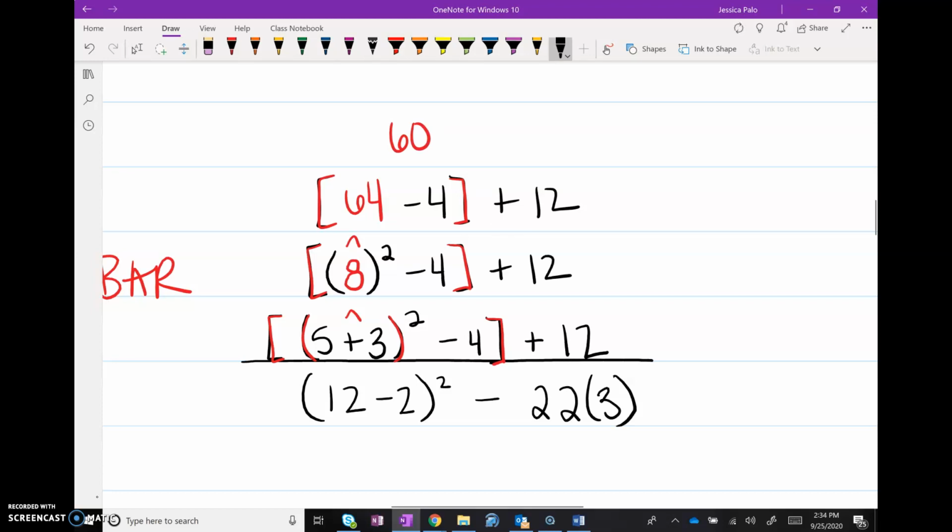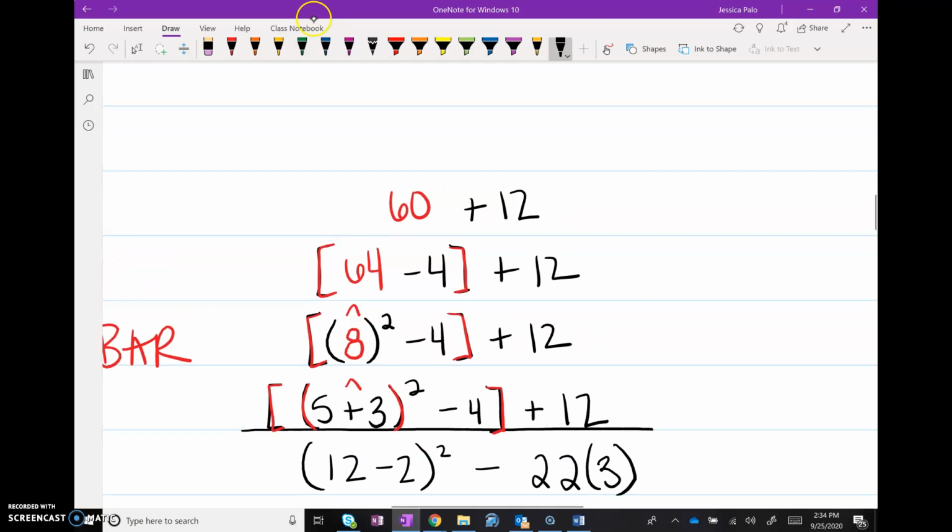And now we are done with the brackets. We don't need to rewrite them, but we do need to write the rest of the expression, which is 60 plus 12. And our last step is addition. 60 plus 12 equals 72. So that is our numerator. Now we can move down and simplify the denominator.